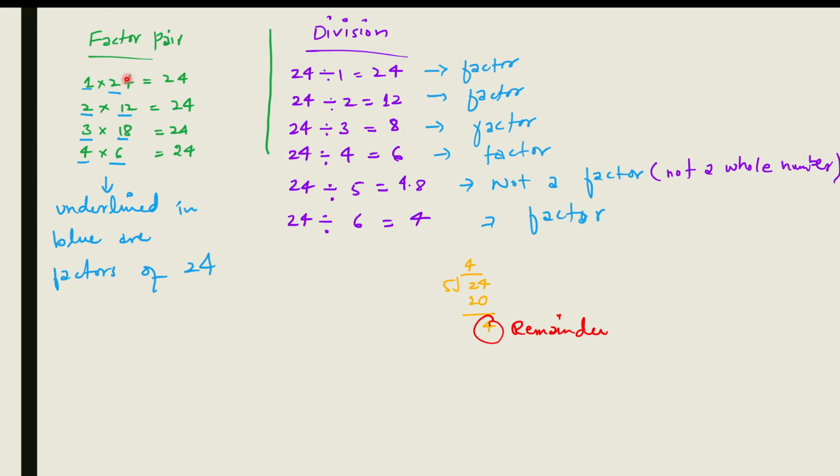And we should not repeat a factor. Let's say if I write 24 multiplied by 1 is equal to 24, or 6 multiplied by 4 is equal to 24, it would be a repetition of a factor pair or the factor itself. So we are not to repeat a factor when we are expressing it.